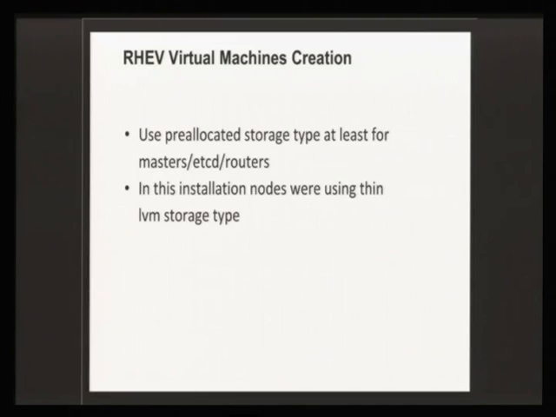In my test, I noticed that using the sparse storage type for virtual machines is quite problematic for masters, etcds, and routers, especially for etcds, because etcds are quite sensitive to delays, and at mass pod creation, it led to problems with etcds. So I put my etcd machines and masters on the pre-allocated storage disk. OpenShift nodes were on the sparse storage type, so I didn't change that.